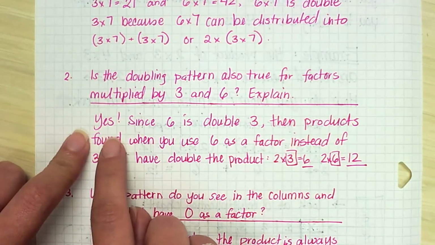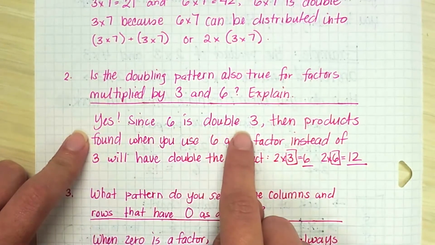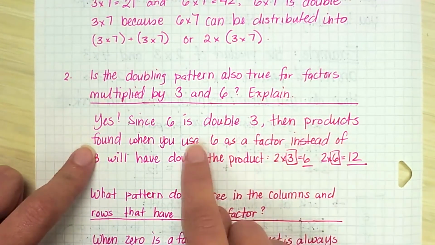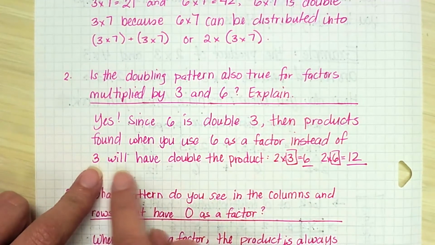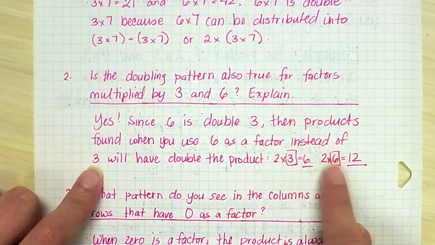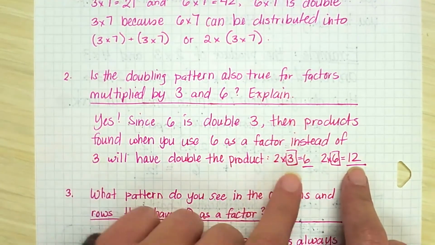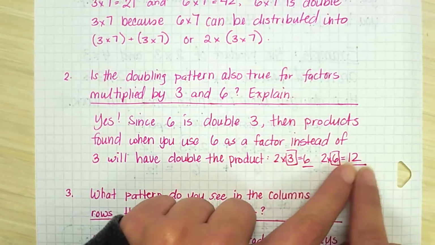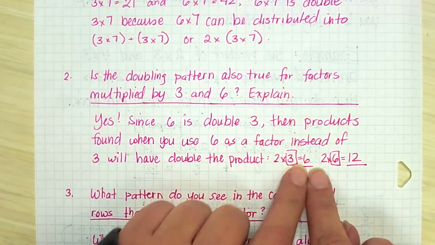For number 2, is the doubling pattern true for factors multiplied by 3 and 6? Explain. So yes, absolutely, because 6 is double 3. So the products that you find with 6 as a factor are going to be twice as much as the products you find with 3 as a factor. So if I have 2 times 3 is 6, 2 times 6 is 12. 12 is twice as much as 6. It's double that.